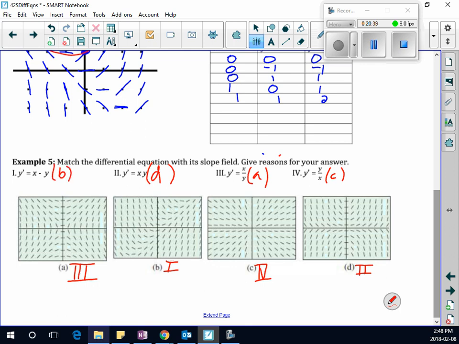Instead of saying to write a reason, do we have to write a reason? No, we kind of just give reasons. We kind of said it out loud, but maybe you could write it down.